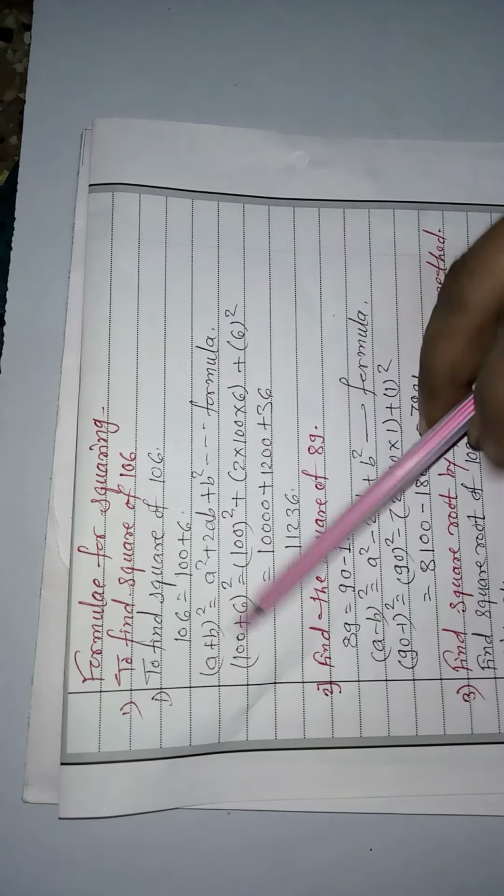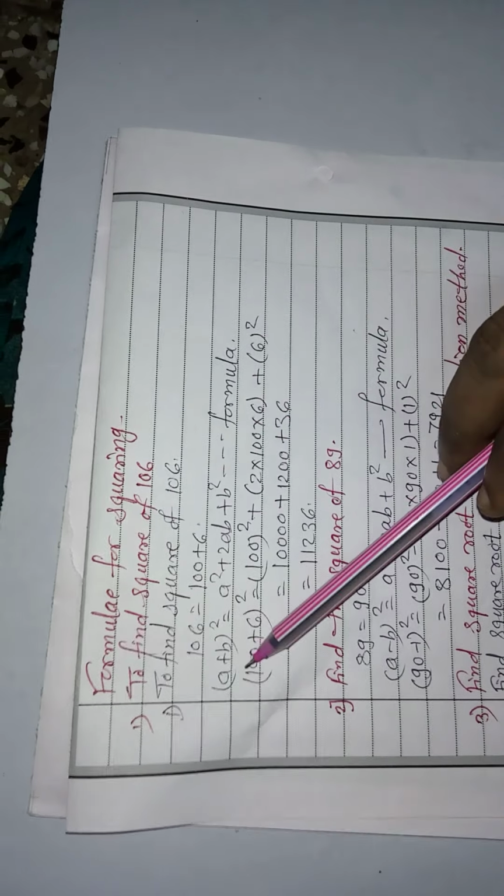Hello. In this session we will learn to find square and square root by the formulae method. First, to find the square of 106, we use the formula (a plus b) whole square is equal to a square plus twice ab plus b square. Now we factorize.